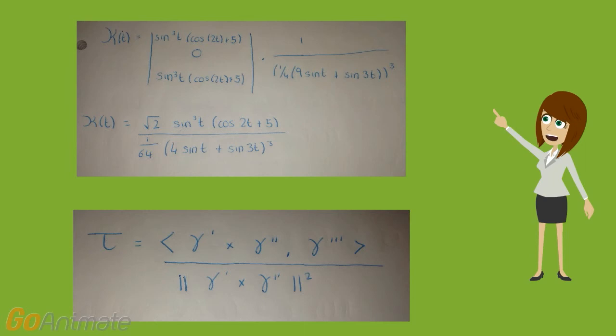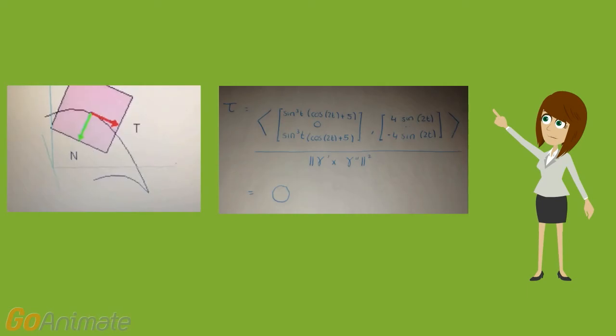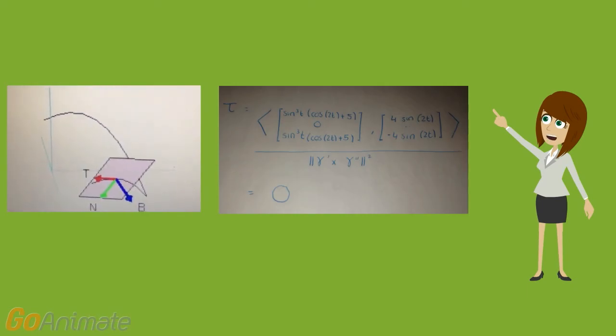I am now going to introduce torsion. This measures how much the tangent plane to the curve banks left and right. We use the formulas on the slide to calculate this. We had to calculate the third differential of the curve and the dot product between this and the previous cross product. The torsion is equal to 0.